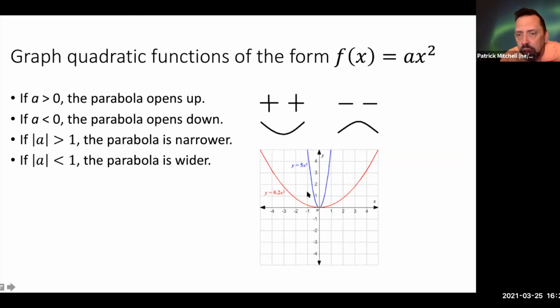All right, so here are a couple of examples. y = 5x squared is a very narrow parabola. y = 0.2x squared is a wider parabola. Regular old y = x squared would be right in the middle here somewhere.